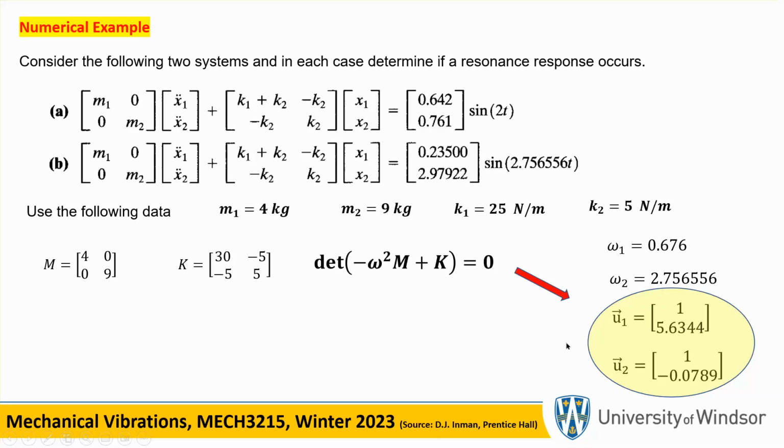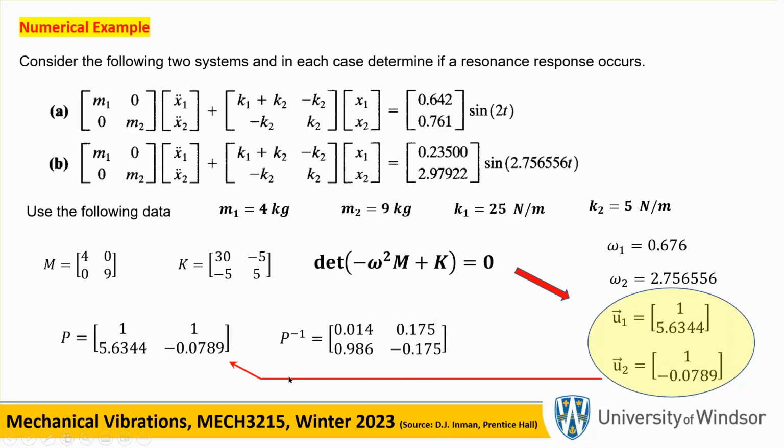And for each one of them, you should be able to go and patiently find the modes, mode shapes, right here. So this mode shape goes with omega 1 right here. This mode shape goes with omega 2 right there. There is the modal matrix. You take these and put them in the columns.